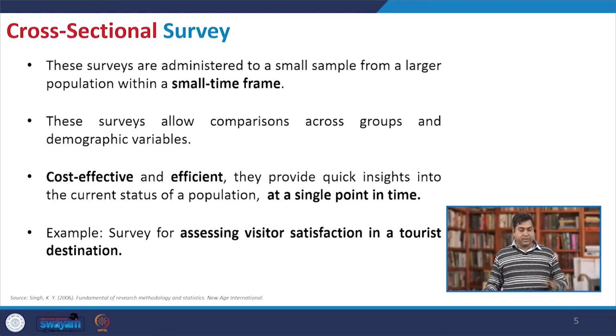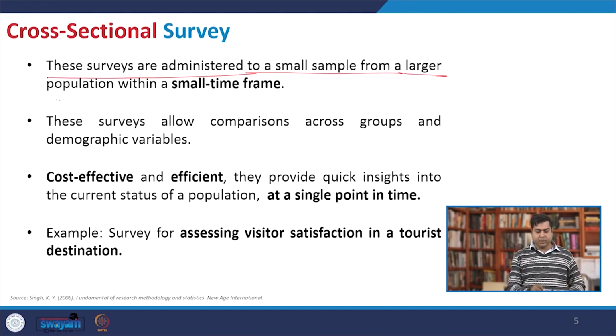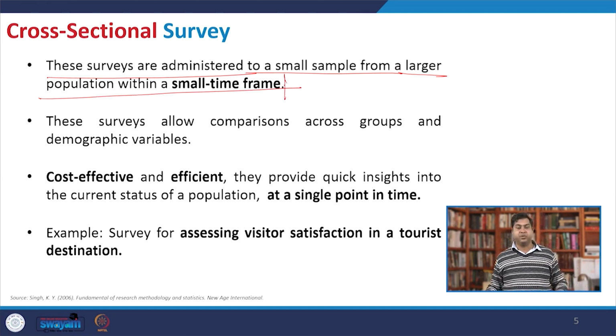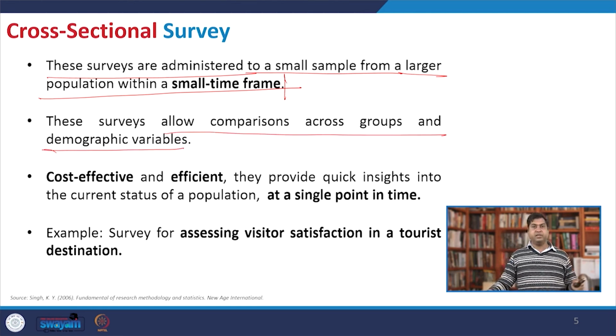What is a cross sectional survey? These surveys are administered to a small sample from a larger population within a small time frame. This survey allows comparison across groups and demographic variables. So you can take a small sample and then compare. It is cost effective and very efficient.